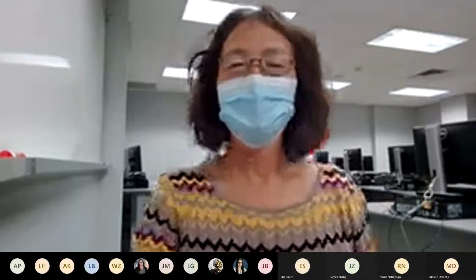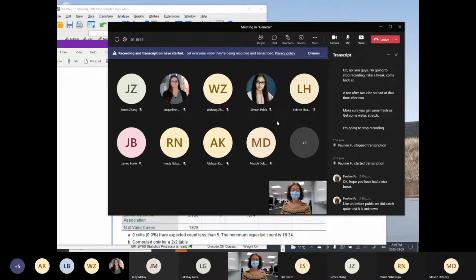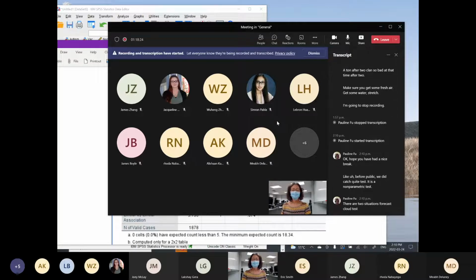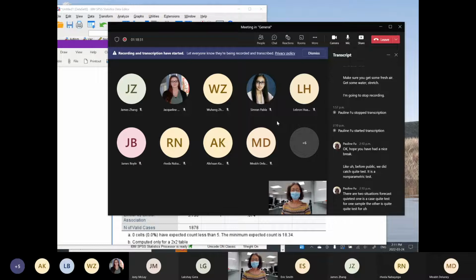Before the break, we did a chi-square test. It is a non-parametric test. There are two situations for the chi-square test. One is a chi-square test for one sample. The other is a chi-square test for a contingency table.